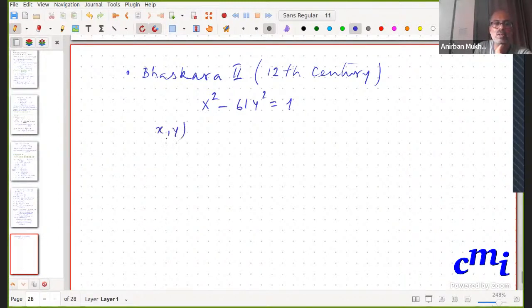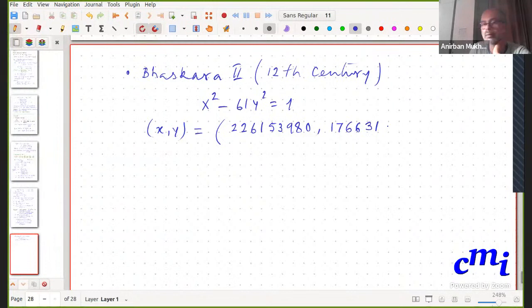So he had a solution which I would just like to write down, just to show how enormous numbers they could calculate. Just absolutely stunning. So this kind of solution, and he also proved that this is the smallest solution. Amazing. 319049. So enormous solutions.